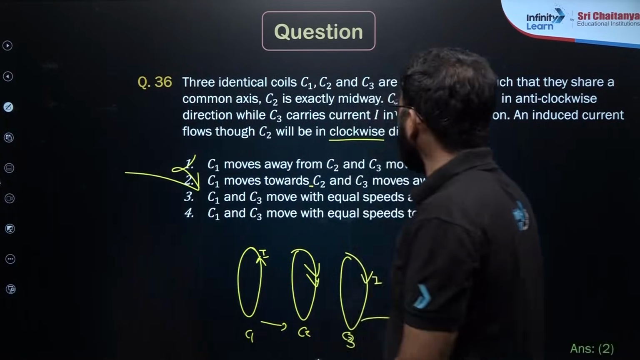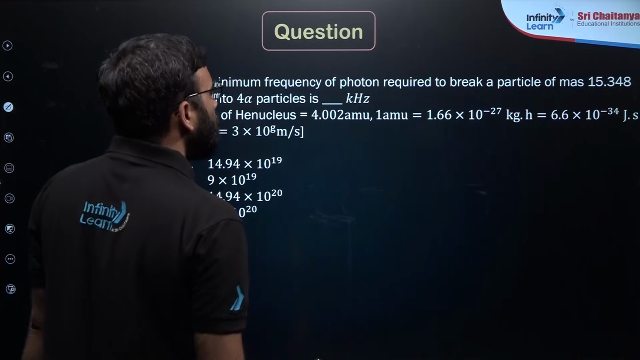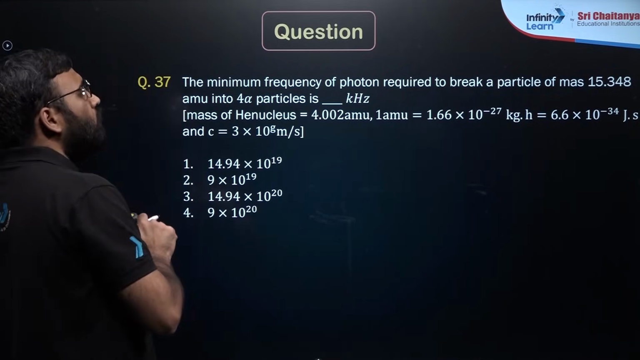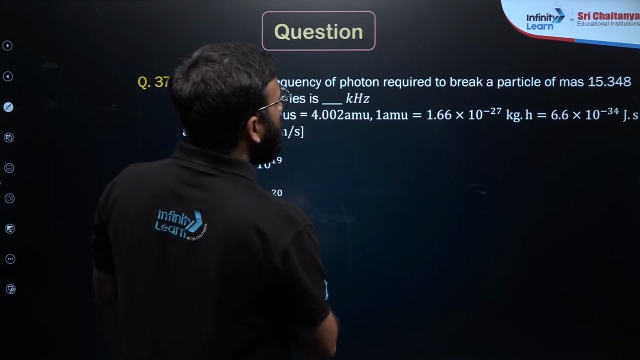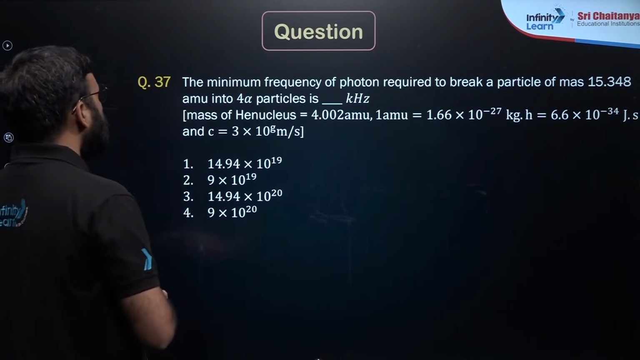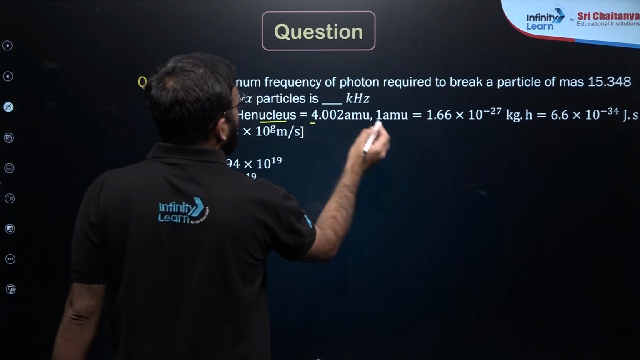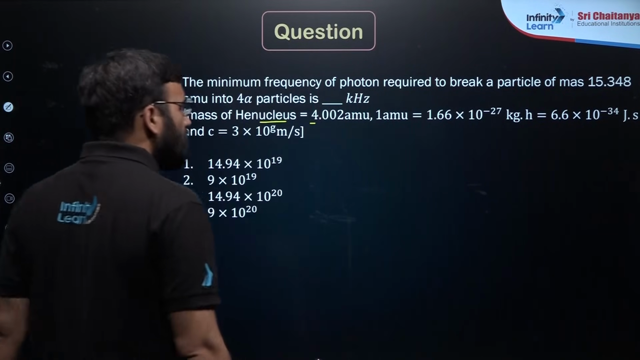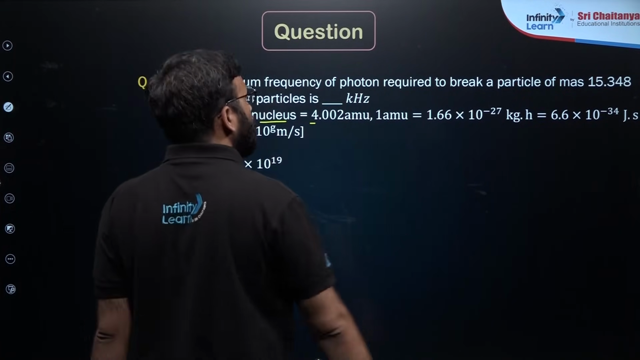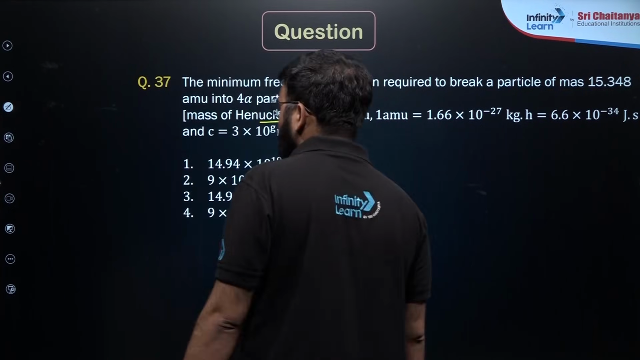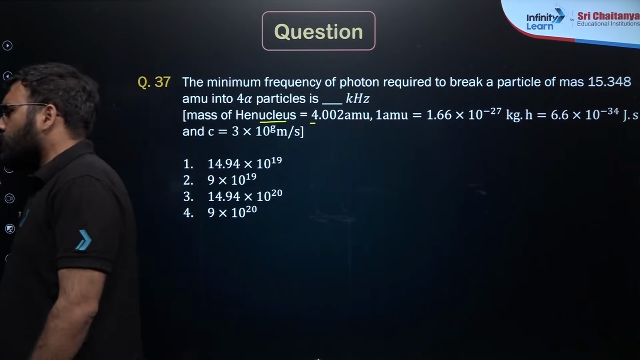Okay, next question. The minimum frequency of photon required to break a particle of mass 15.348 AMU into 4 alpha particles is in kilohertz. So the mass of the helium nucleus is this one, 1 AMU equals this much in kilogram, and h equals this one. So beta, this is an easy question, not that tough.